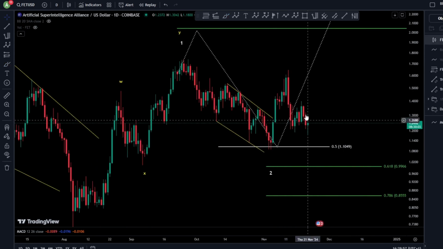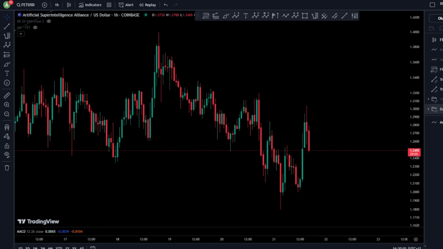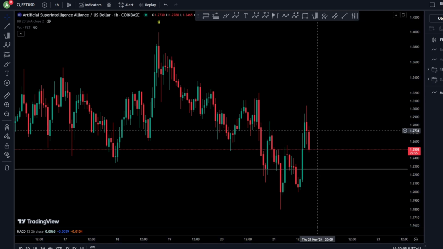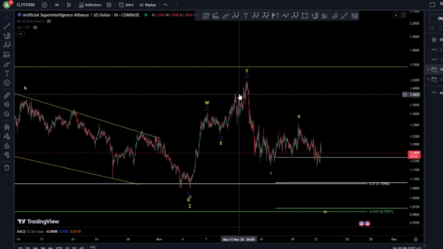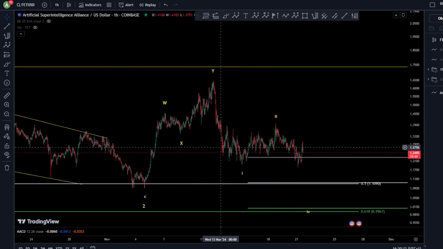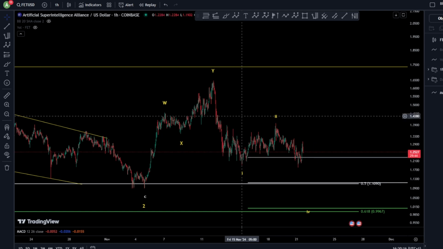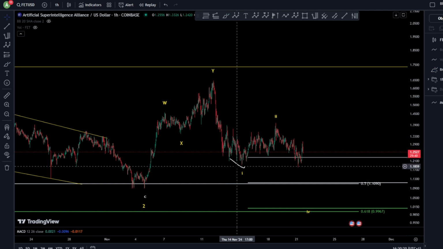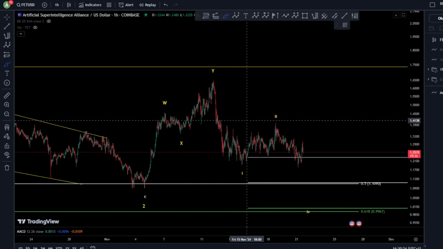Now, if we take a closer look at the 1 hour chart, what is going on here, we can see that yes, we have kind of an impulse towards the downside where we have finished a 1, 2, 3, 4, and 5. Your wave 5 is an ending diagonal as well, where we can see clearly an ending diagonal there. And we are looking again to an ABC towards the upside and not an impulse.